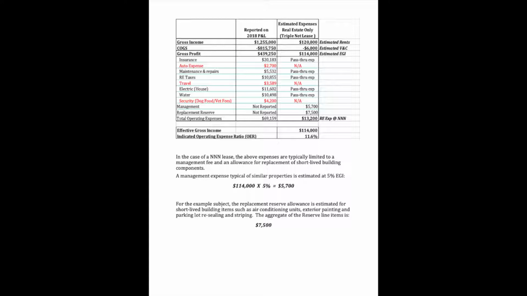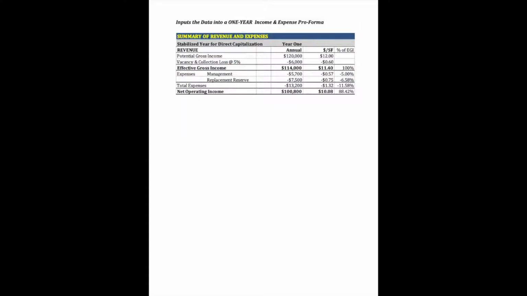We're then going to input the data into a one-year income and expense pro forma. So basically, this is a summarization of all of the estimation of the PGI, the vacancy and collection loss, deduction of the expenses, to indicate a net operating income to the real estate. That's $100,800 in this particular case.